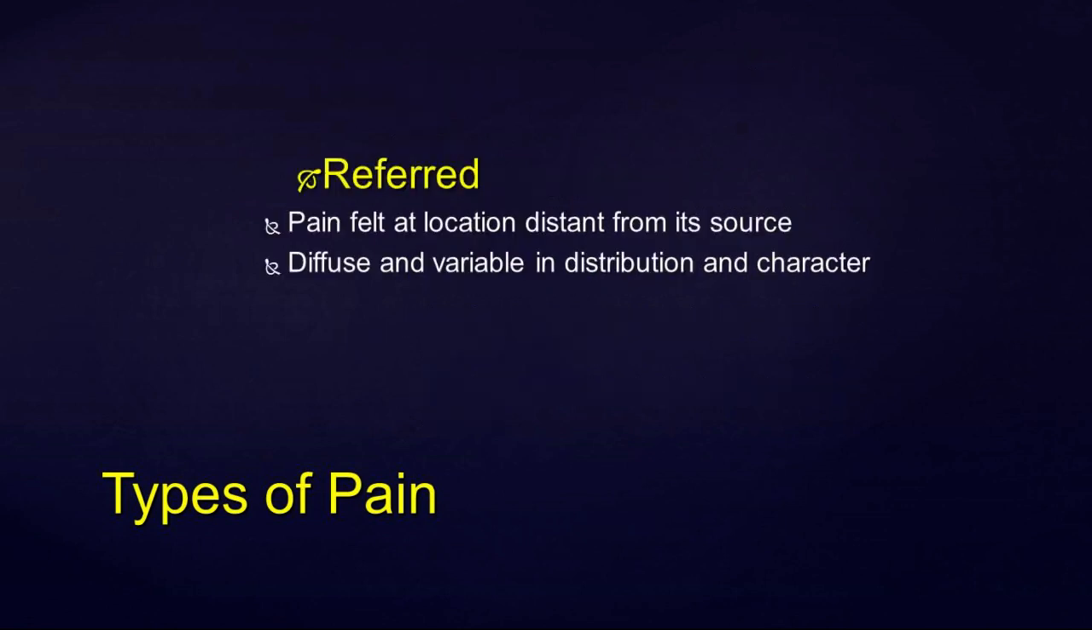So referred pain is pain felt at a location distanced from its source. It's usually not closely localized. It's diffuse and variable in distribution and character. So it could be like, my back kind of hurts. Sometimes different organs will refer pain to different areas. There are some charts in the book, and we'll talk way more about this in neuro. But say you have gallstones, you're having gallbladder pain, it can actually refer to your low back. So referred pain, there's a source of pain, but you feel it at a different location.